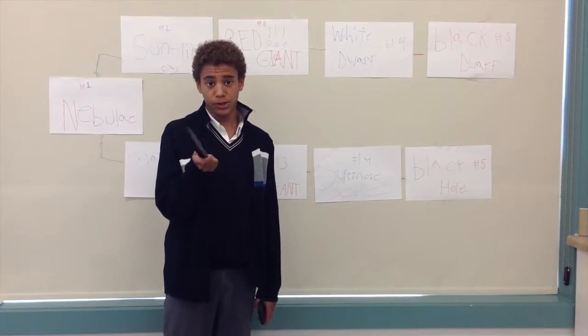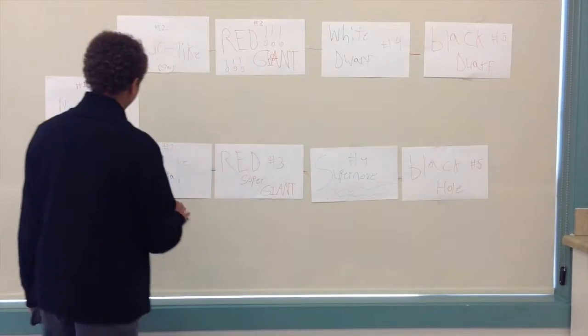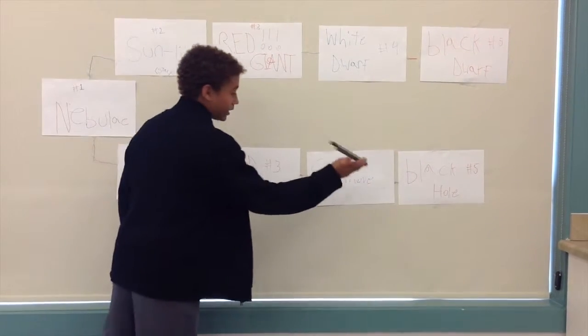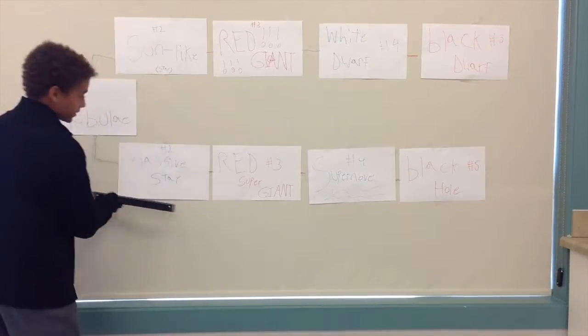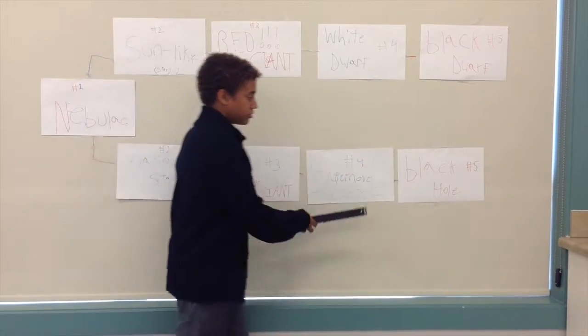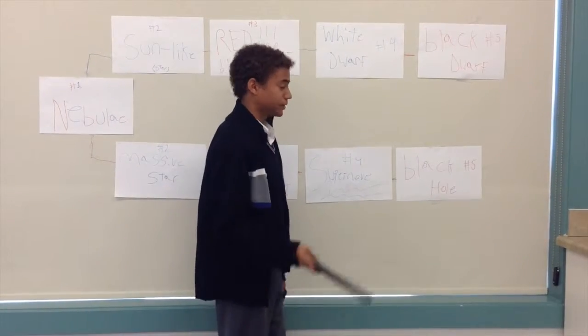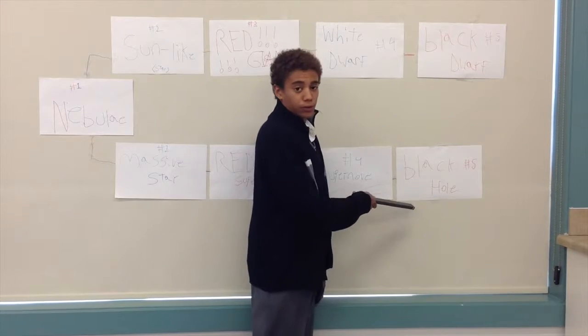Okay, so now we're on to the death of a big star. We've known the life so far, now we're on to the death. So, massive star, red supergiant, supernova. Now it's time to learn about the death, which is a black hole.